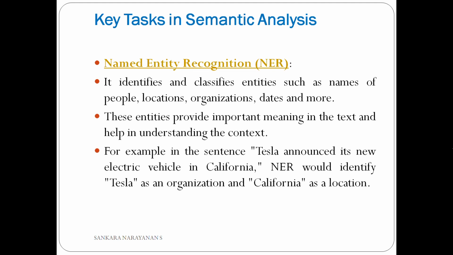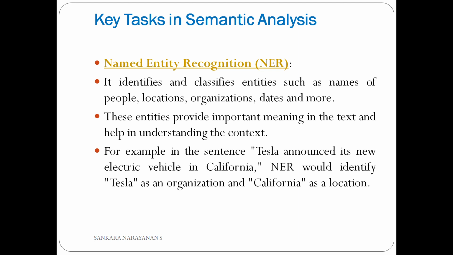So these are the key tasks in semantic analysis. The first one is named entity recognition, shortly called NER. So what is NER? It identifies and classifies entities such as names of people, locations, organizations, dates, and more. These entities provide important meaning in a text and help in understanding the context.